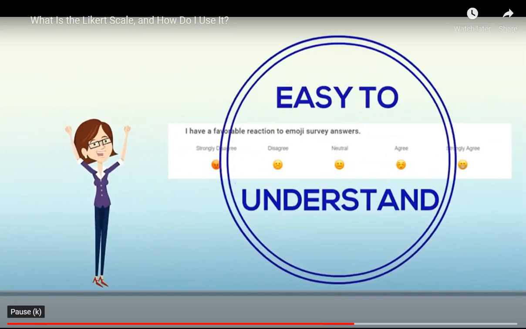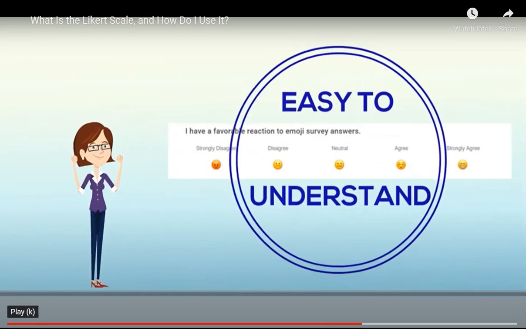Okay, I have a favorable reaction to emoji survey answers. They're easy to understand. So you can add emojis to your answer. Strongly disagree can be an angry face, disagree a frowny face. Neutral is that face with a straight line. Agree is a smiley face, and strongly agree, that's when they smile with their teeth.